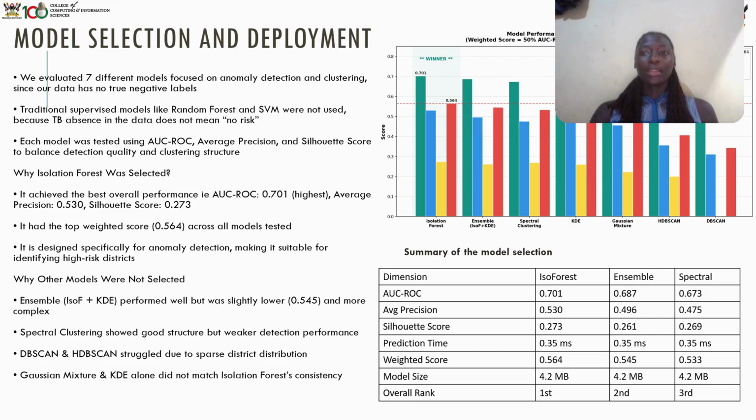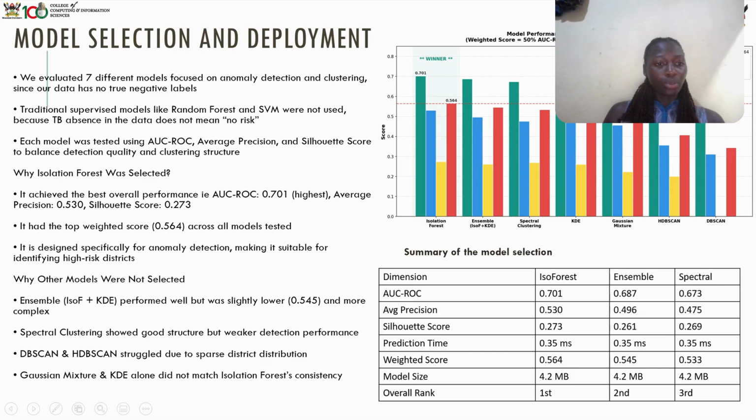The next one is the model selection and the deployment. Among the 3 group members, we were able to each create 4 models, and we evaluated only 7 of the different models, focusing only on anomaly detection and clustering. We realized that isolation forest stood out, and why it stood out was it had the best overall performance and a high precision. It also had the highest score.